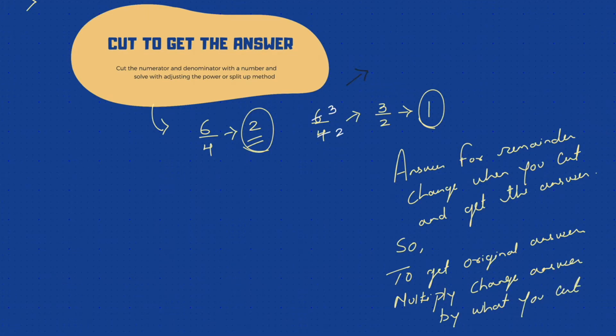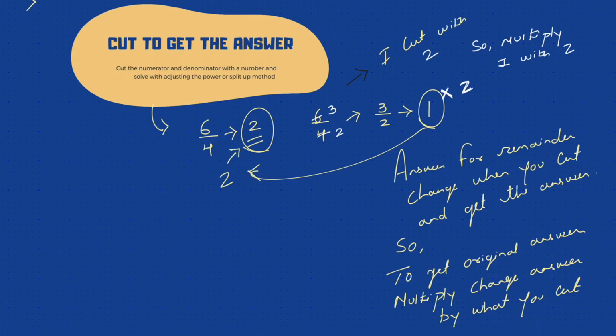Okay, so let's make it simple. 3 divided by 2, the answer that I got was 1, which is not my original answer. The original answer is 2. So what did I cut by this? I cut this by 2, right? So I'll multiply the answer that I am getting, 1, by 2, by what I had cut, to get the original answer of 2. Okay, so in case you have to cut, just multiply by what you cut to get the original answer.